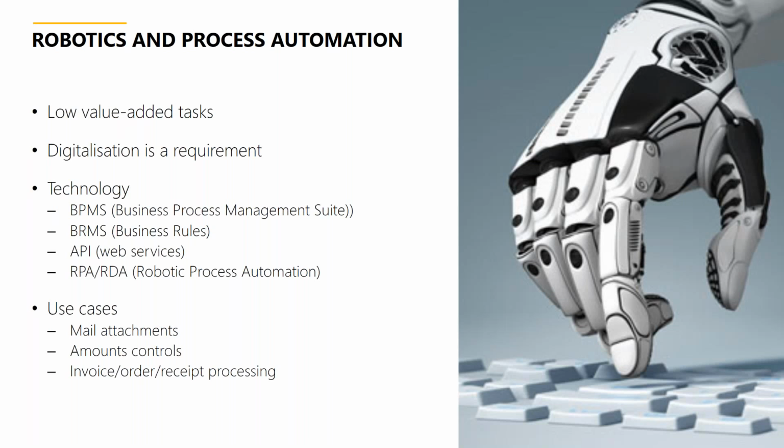Now, to be able to achieve robotics or RPA, you have to have digitalization at the start. It's a fundamental requirement for being able to do that. And some of the underlying other technologies that need to have digitalization, that are applied to it, are aspects like business process management suites. Other aspects like business rules.